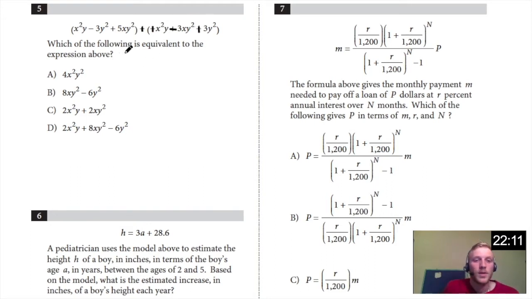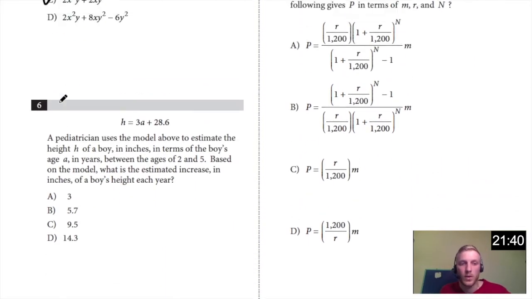So let's combine our like terms now. x squared y plus, and we have an x squared y over here. That gives us 2x squared y. Now we have a minus 3y plus a positive 3y. Those cancel out and are 0. Positive 5xy squared, and we have minus 3xy squared. That gives us positive 2xy squared. Okay, are these any of our answers? Let's see. 2x squared y plus 2xy squared. All right, answer C.